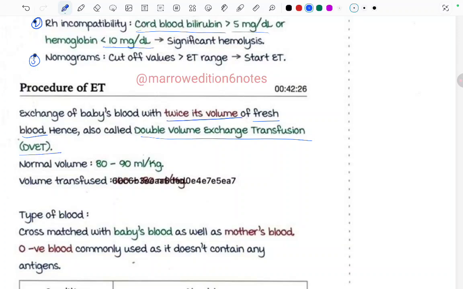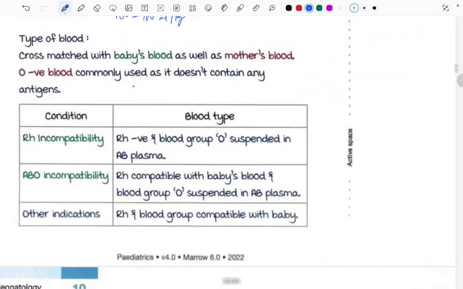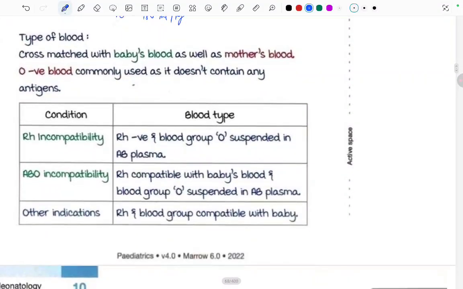Normal volume is 80 to 90 ml per kg, and the volume that needs to be transfused is 160 to 180 ml per kg, which is double of the normal volume, right? Now coming to the type of blood: cross match with the baby's blood as well as the mother's blood. O negative blood is commonly used as it does not contain any antigens.